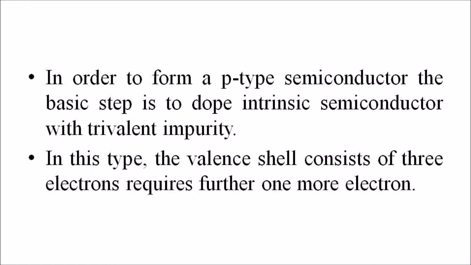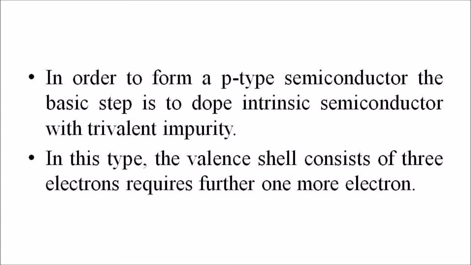In order to form a p-type semiconductor, the basic step is to dope the intrinsic semiconductor with a trivalent impurity. In this type, the valence shell consists of 3 electrons and requires 1 more electron. This is possible by sharing an electron. As it is accepting the electron, it is generally referred to as an acceptor. The acceptor impurities are boron, indium and gallium. Once these are added to either silicon or germanium, p-type semiconductors are formed.